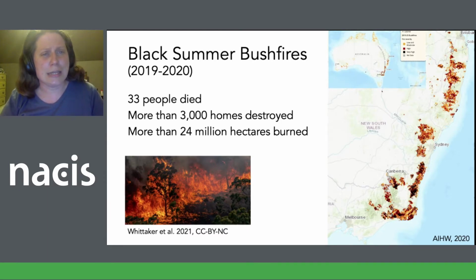So in the 2019-2020 summer, Australia suffered one of its worst fire seasons on record, and large numbers of people and property were at risk. The fires were notable not only for their size, but also for the intensity with which they burned. There were really significant impacts on lives and property. Unfortunately, 33 people perished in the fire. More than 3,000 homes were destroyed and more than 24 million hectares were burned.